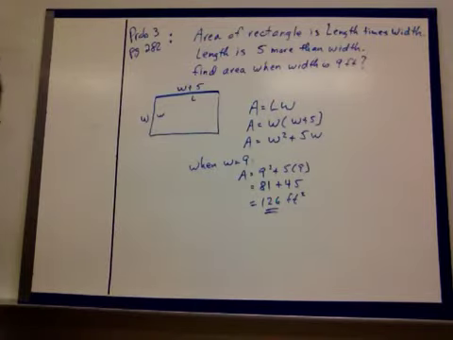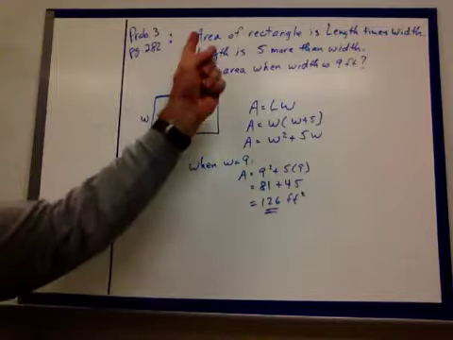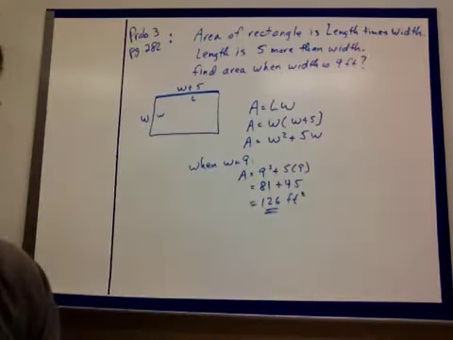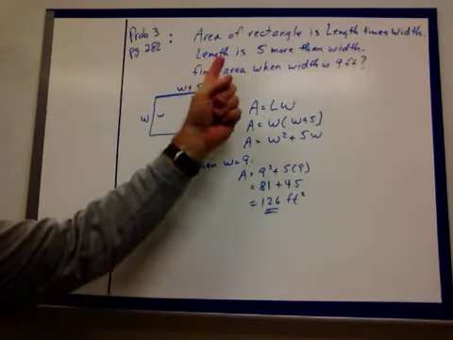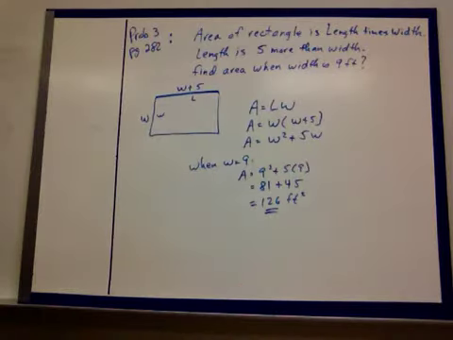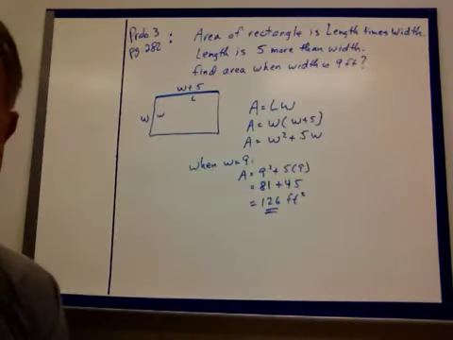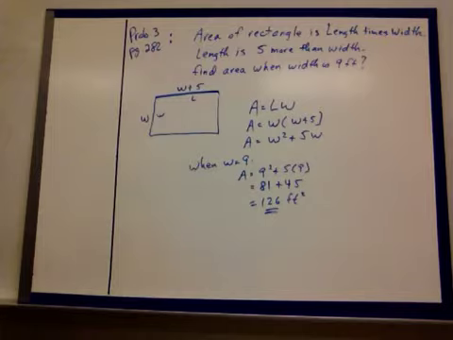Problem 3 on 282. It says write a function rule for the area of a rectangle whose length is 5 more than its width. What is the area of the rectangle when its width is 9? Okay? So, area of a rectangle is length times width. That we know. The length, it tells you, is 5 more than the width. Find the area when the width is 9 feet. That's what they want you to find ultimately.